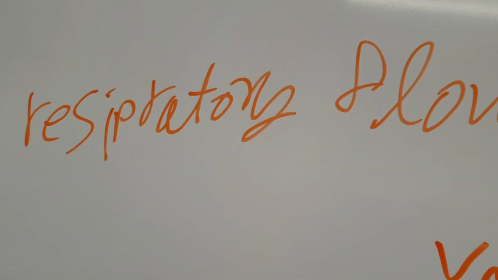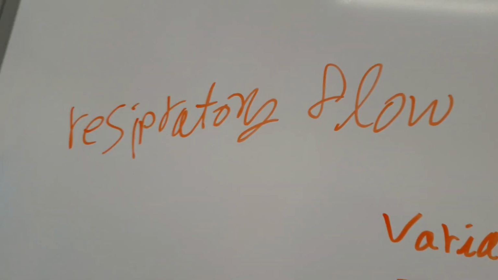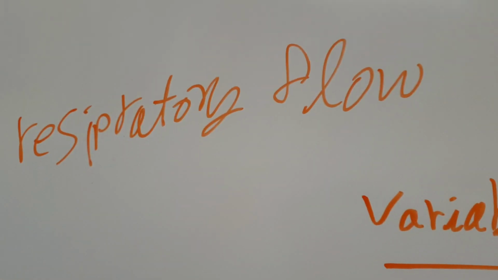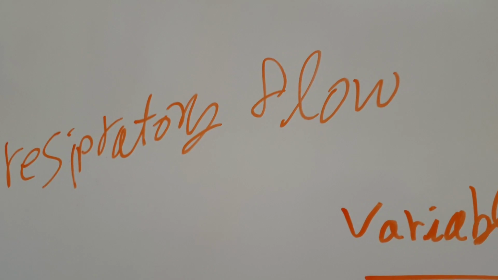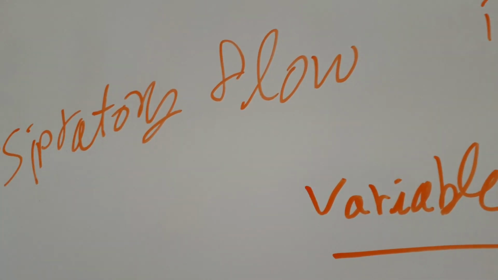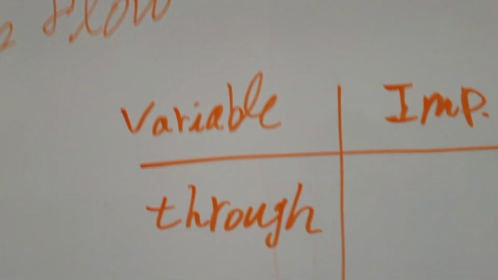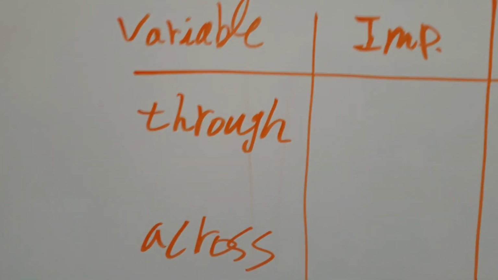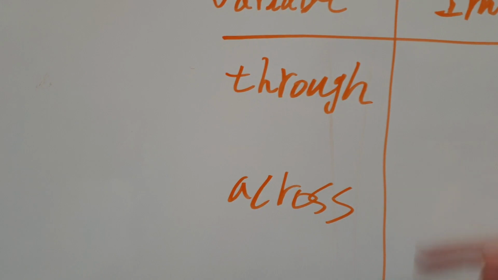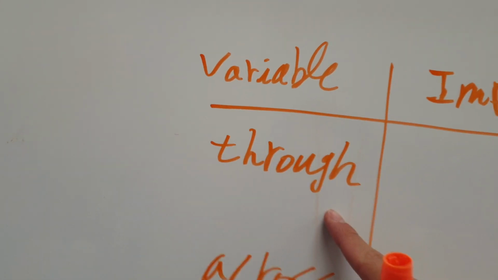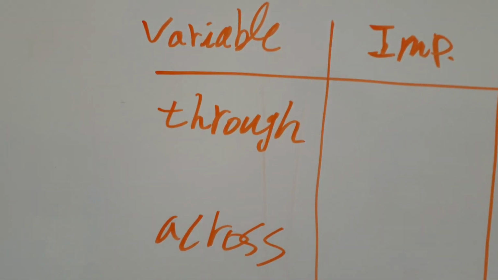So if we wish to measure our own respiratory flow, breathing through a tube that has a flow transducer on it, do we wish the impedance of the device to be high or low? And we have to explain this. So it depends on this table. It depends on the variable, whether it is a through variable or an across variable.